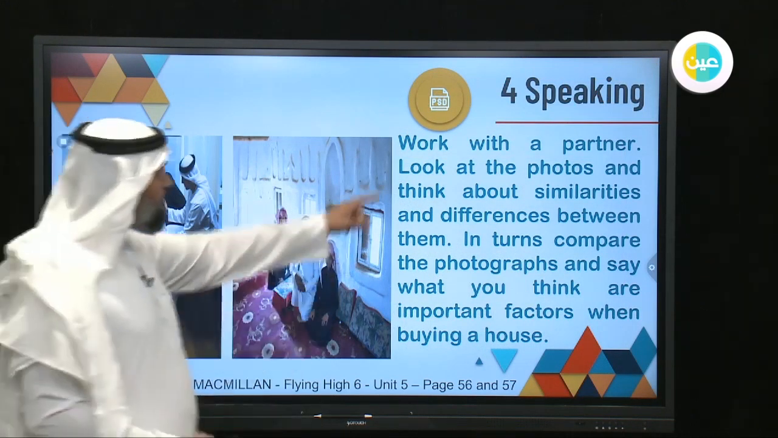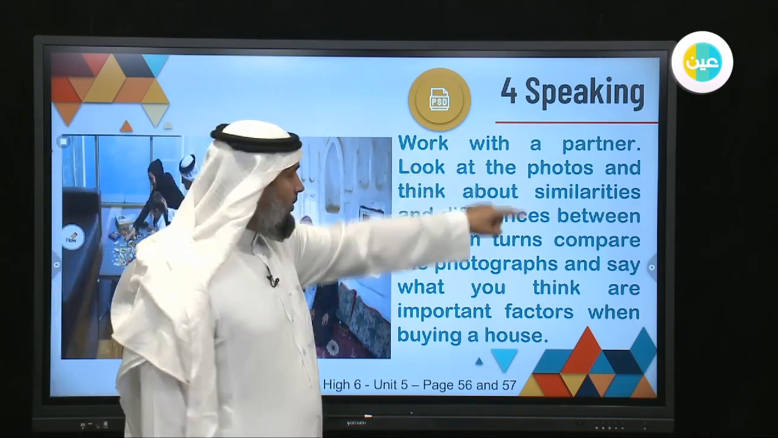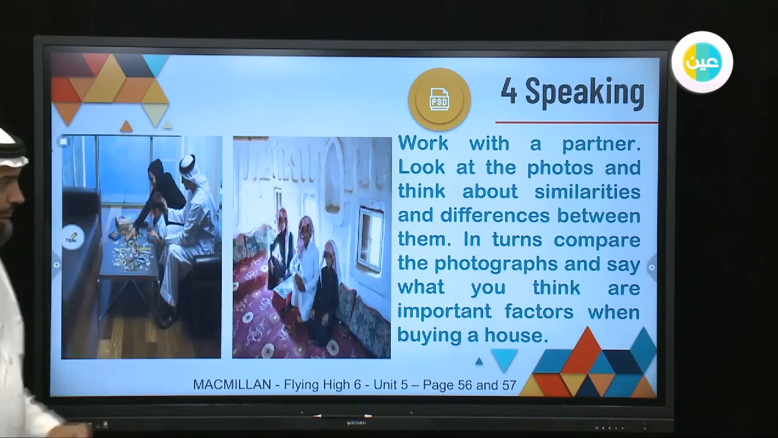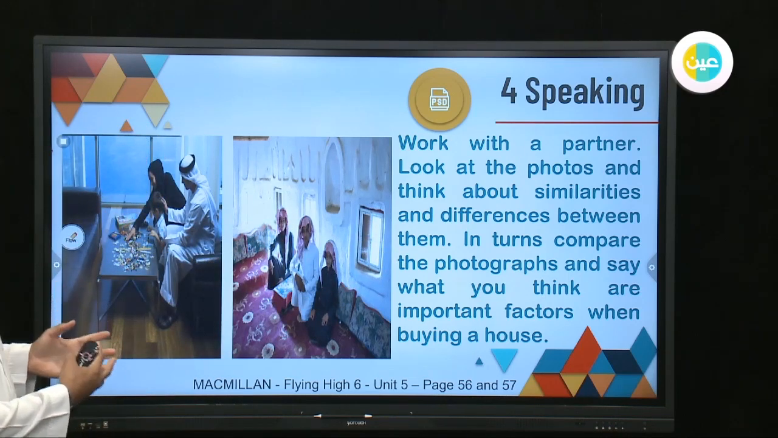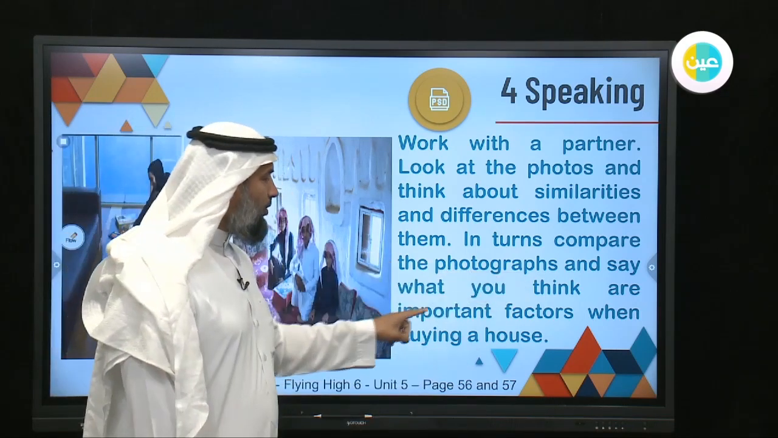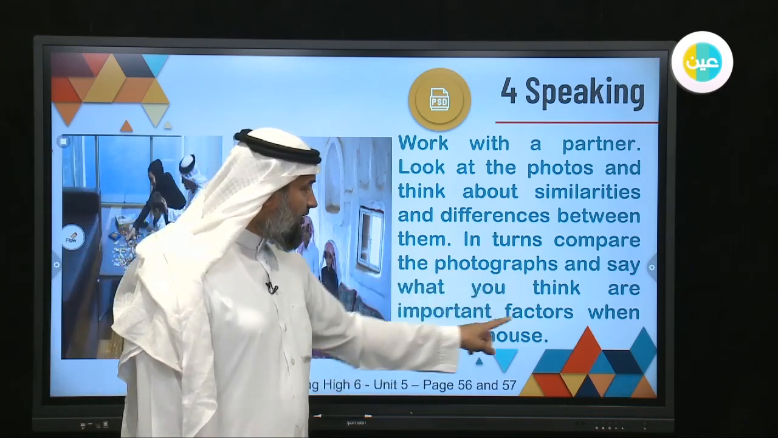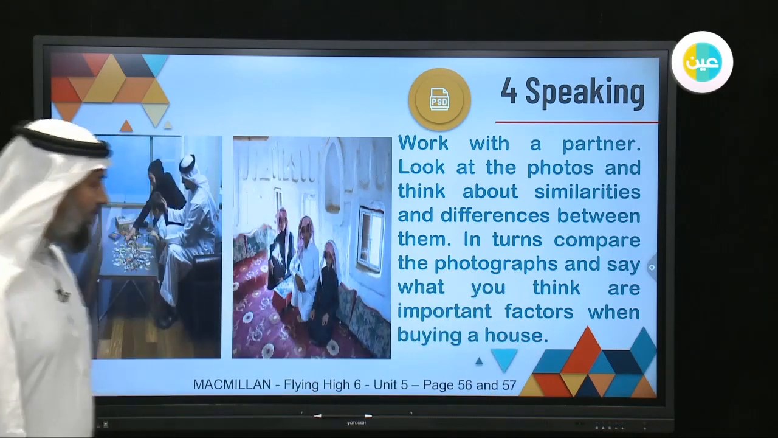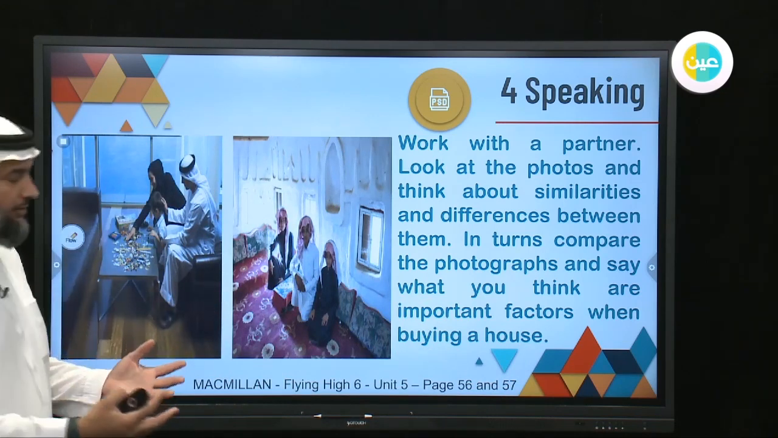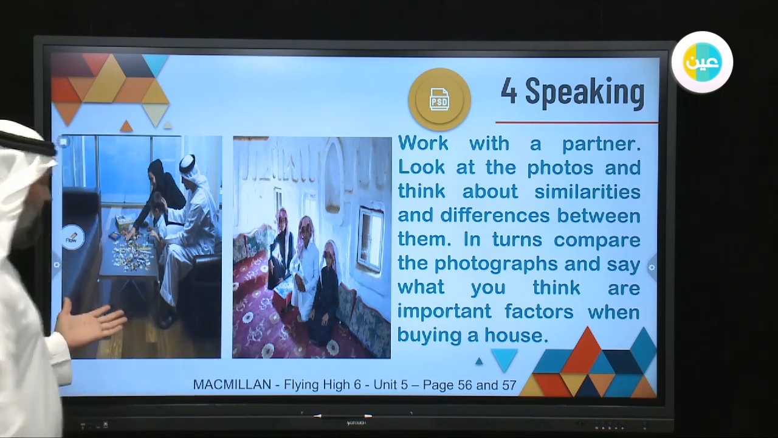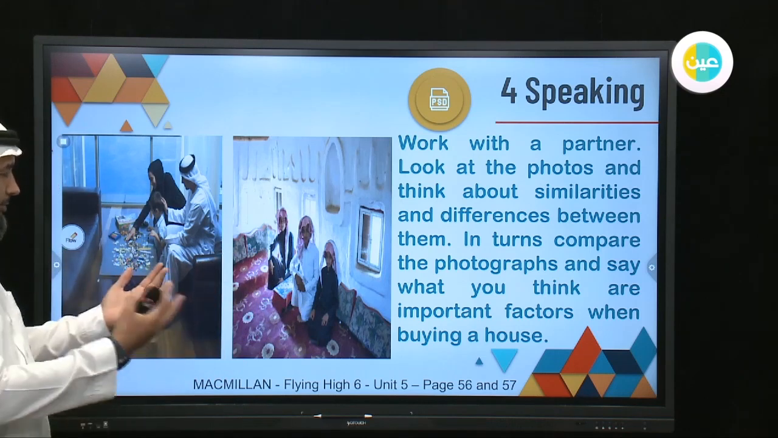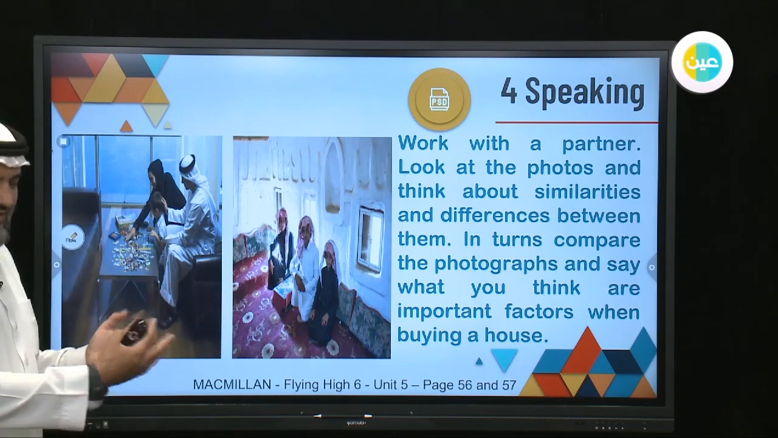Now, work with a partner. Look at the photos and think about the similarities and differences between them. Now look at these two photos and give me the similarities and differences between them. In turn, compare these photos and say what you think are important factors when you buy a house. So what do you think is the most important thing if you are going to buy a house? Do you want to buy this kind of house or this type of house? Or do you want a mix of them? So you're going to compare them and look at the similarities and differences between them.